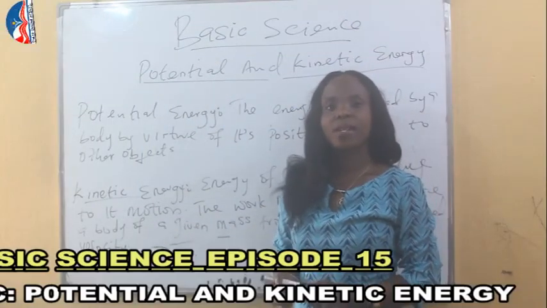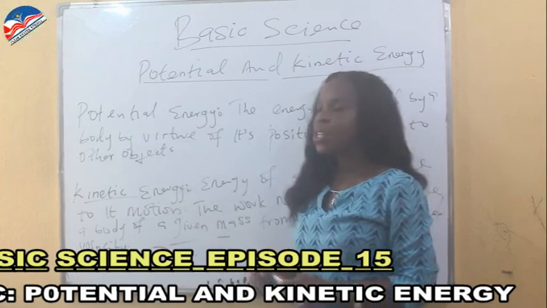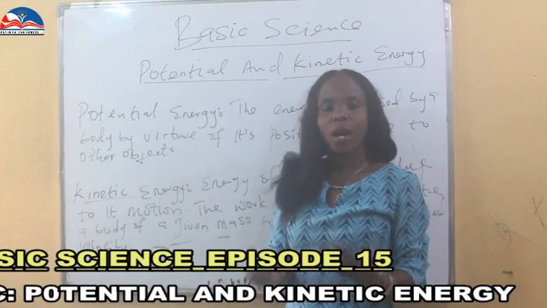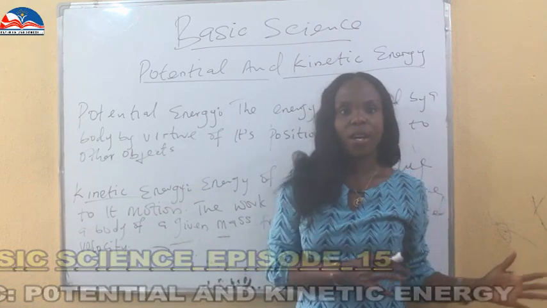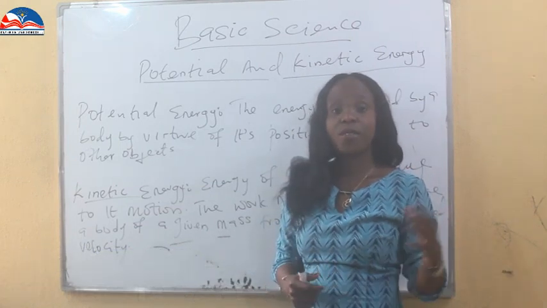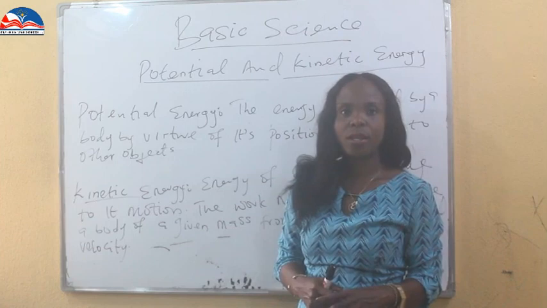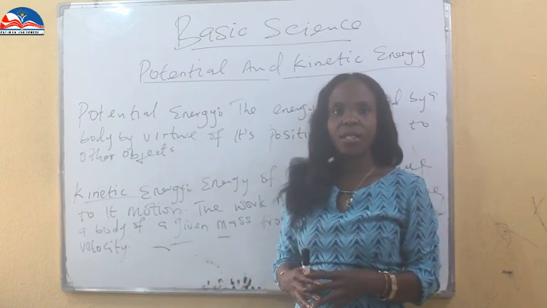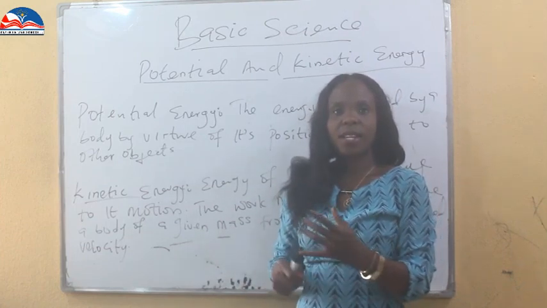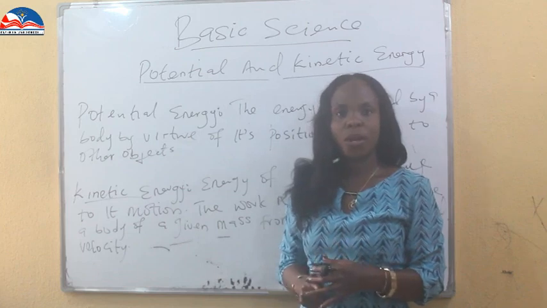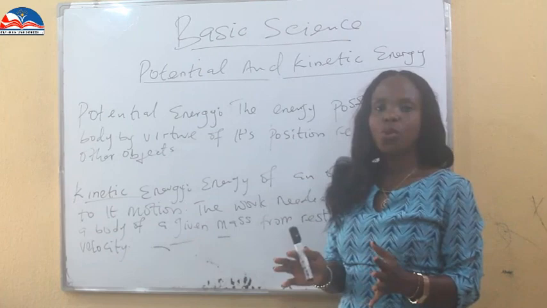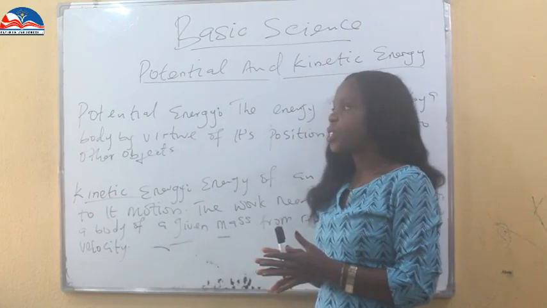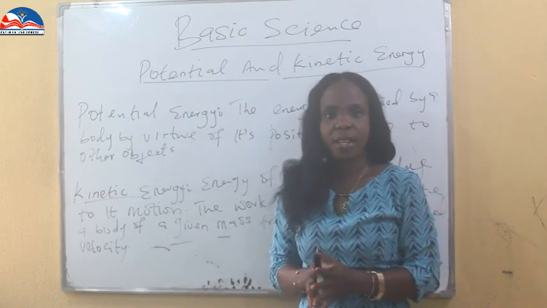In our basic science class today, we are covering potential and kinetic energy. In our previous class, we discussed chemicals, and we have actually ended that series. We had about 3 series on chemicals, and then we entered energy. We explained what energy is, what power is, and what work is. So today we are going to talk about 2 kinds of energy: potential energy and kinetic energy.